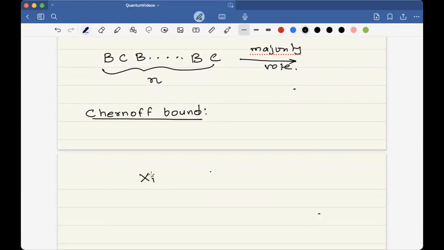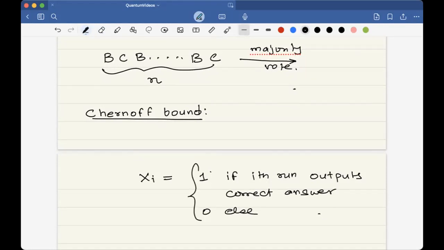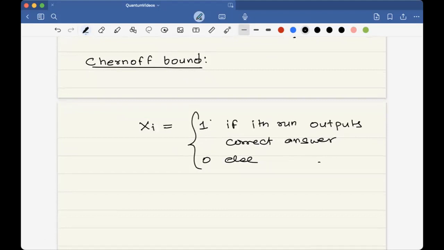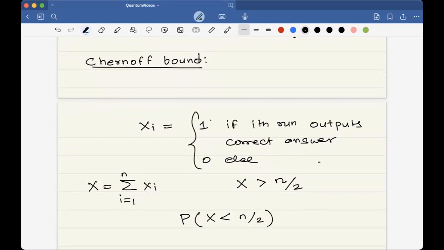Suppose you have xi equal to 1 if the ith run of the algorithm, so we have n iterations, if the ith run outputs the correct answer, and 0 else. Then let x be the random variable, summation xi, i equal to 1 to n, then this counts the number of correct answers, right? So we want x to be greater than n over 2. And we want the probability of x less than n over 2 to be small.